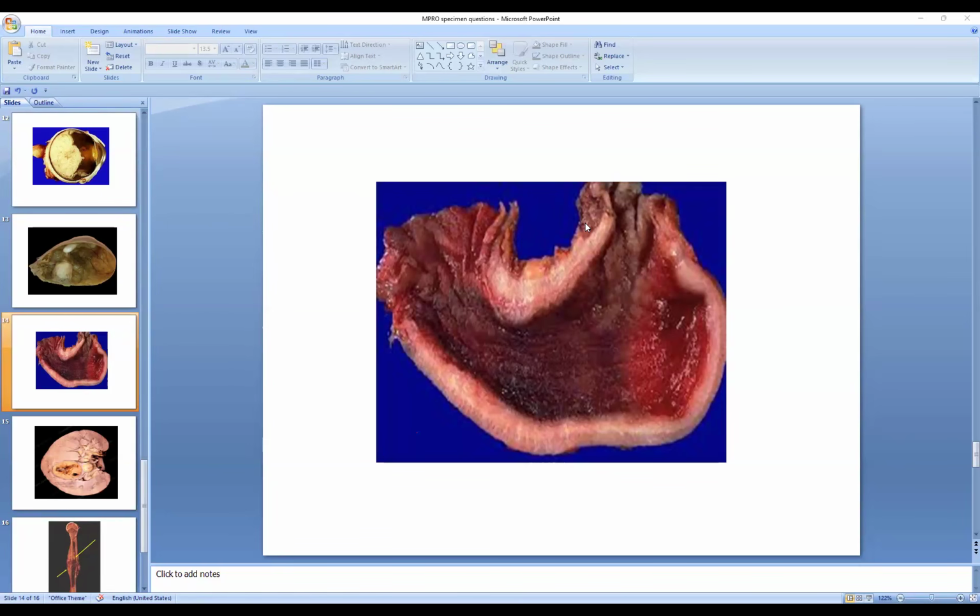Sir, the risk factors are usually chronic gastritis, H. pylori infection, smoking, and nitrosamines in the diet, family history. Nitrosamines are usually found if you take smoked food.